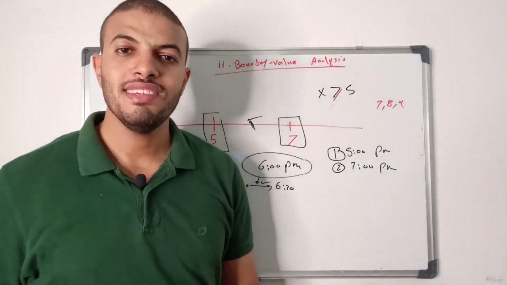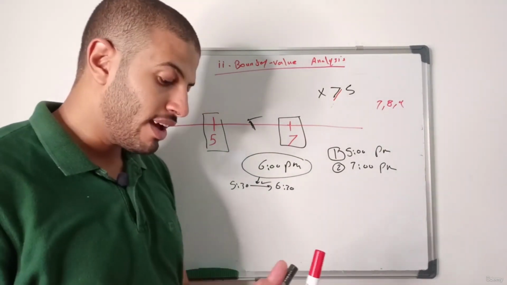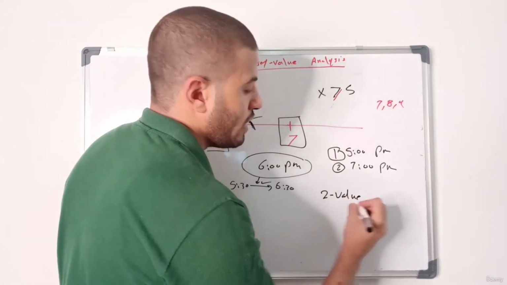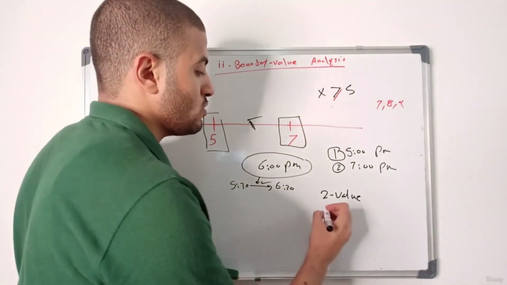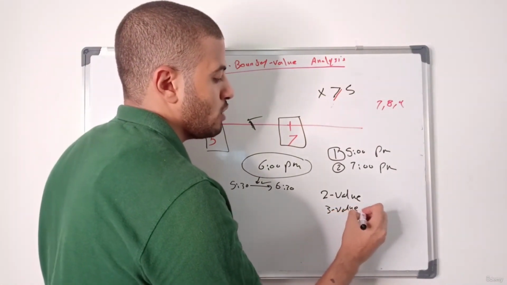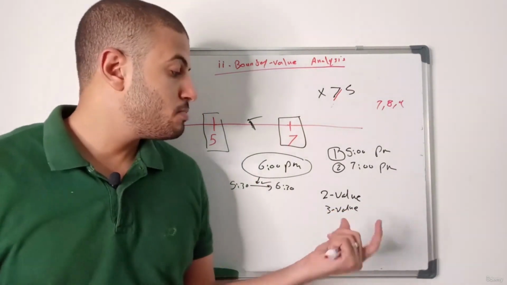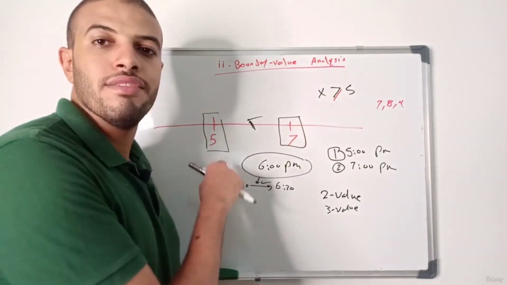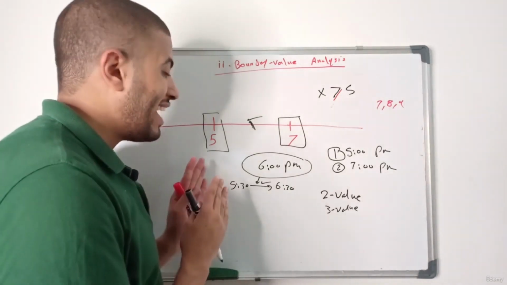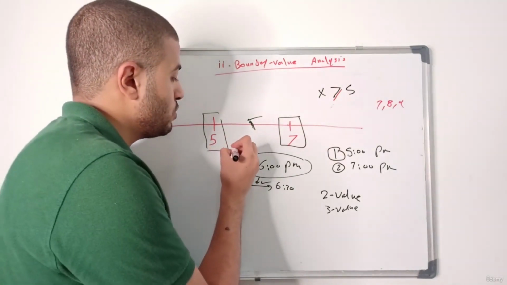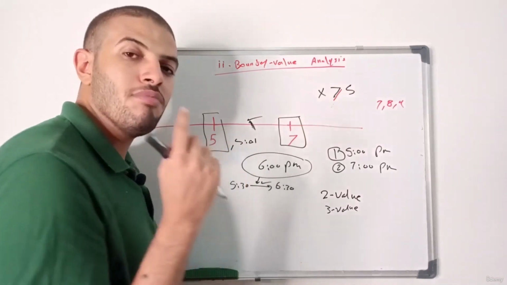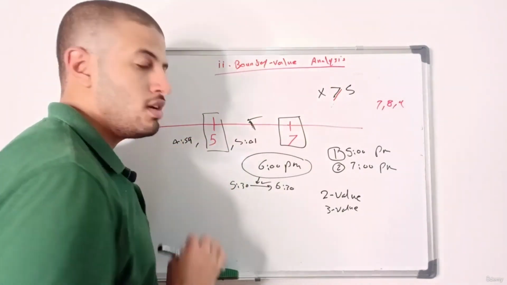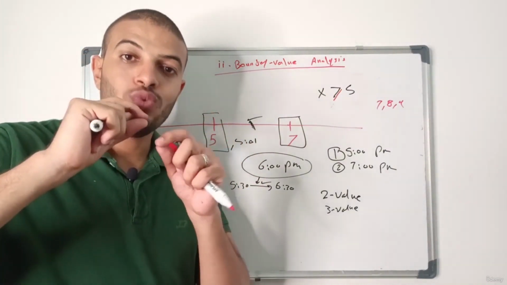So in boundary value analysis, we have two types. We have two-value boundary value analysis, and another one called three-value boundary value analysis. Me, personally, I prefer three-value boundary value analysis. Here we have 5 p.m. We will test at 5 p.m., and also we will test at 5 p.m. and 1 minute, and we will test at 4:59. So here, at each boundary, we take three values.